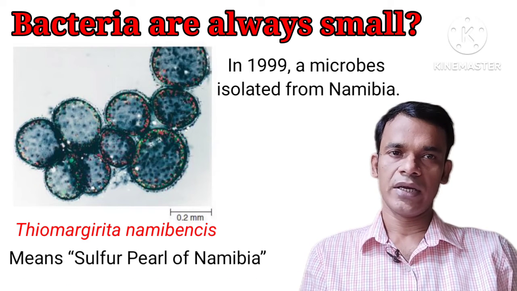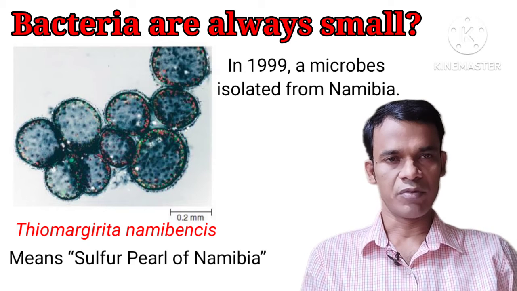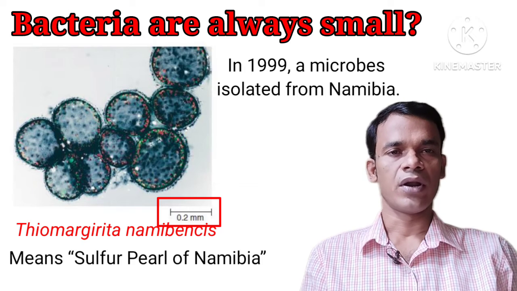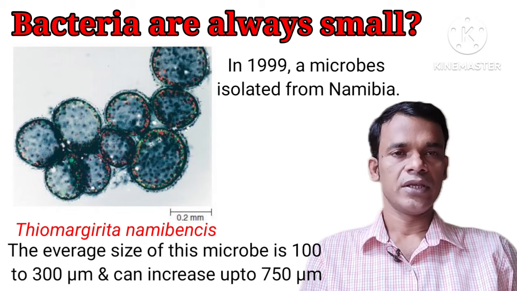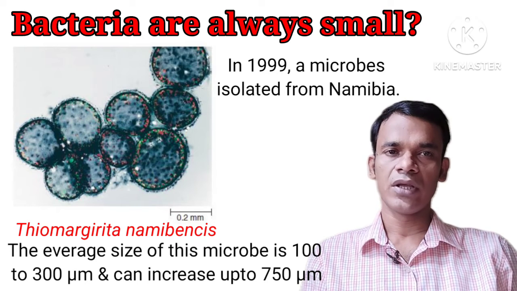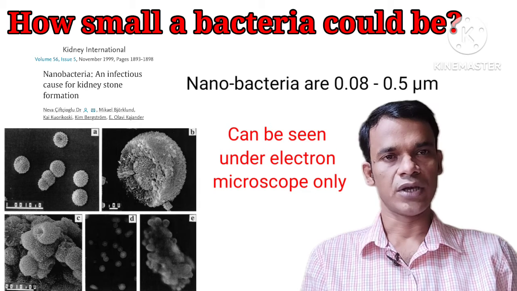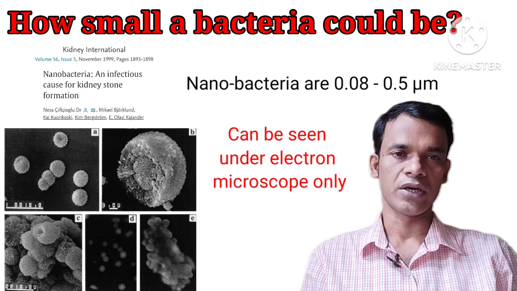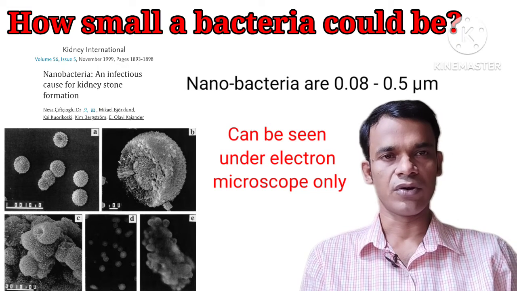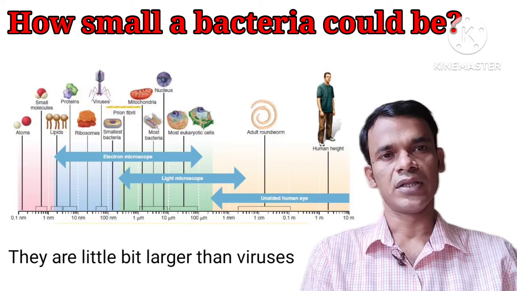Recently in 1999, another microbe isolated from Namibia, called Thiomargarita namibiensis. This bacteria currently holds the world record for the largest known bacterium. This microbe ranges from 100 to 300 micron in length, with the largest reported to be 750 micron. On the other hand, nano-bacteria hold the record for the smallest bacteria with a size of 0.08 to 0.5 micron and are observed under electron microscope only. They are a little bit larger than the virus.